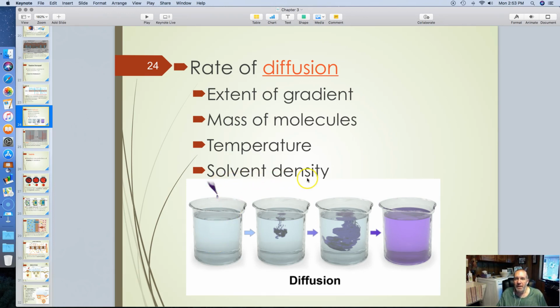And then also the density of the solvent. If you had water and then you also had a same size container of oil, oil is much denser than water. So again, you put a drop of food coloring in the water, a drop of food coloring in a container of oil. It's going to take a lot longer for that food coloring to diffuse through the oil because it's a lot more dense.